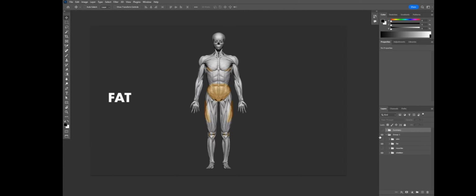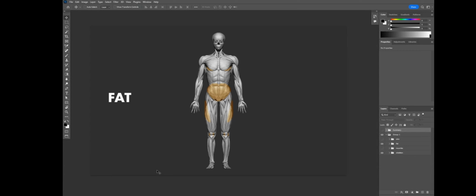Then we have fat. Fat is also an incredibly important part of the whole process. Without fat, your characters will look incredibly unnatural. And we're not even talking about somebody being overweight or underweight. Everyone is going to have fat to some degree, even a quote unquote normal looking person. They're still going to have a lot of fat. And fat is one of the things that softens off the muscles. Fat is on top of the muscles, and the muscles are again on top of the bones. And it's just going to soften off the whole character.